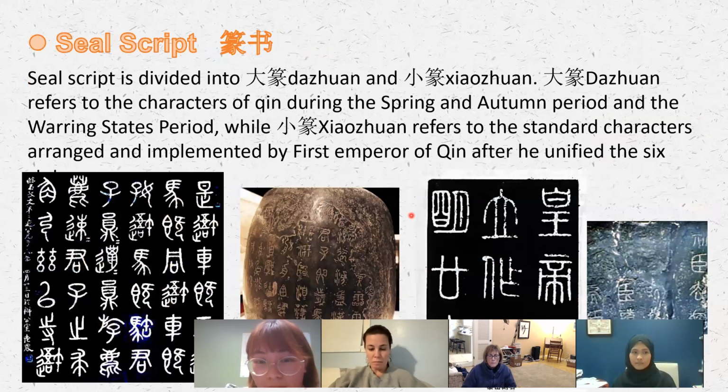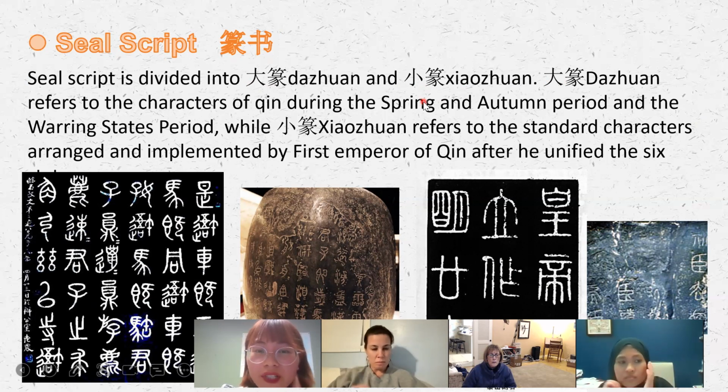Is a seal script. Seal script calls 篆书 and it is divided into 大篆 and 小篆. 大篆 refers to the characters of Qin during the Spring and Autumn period and the Warring States period. This is the example of 大篆, and some are carved on the stones.